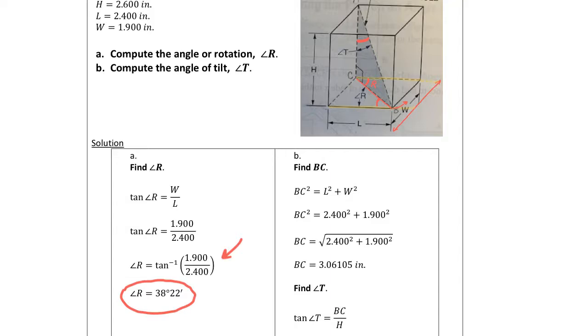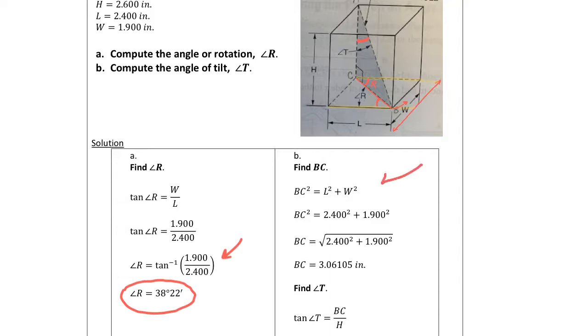Now the angle of tilt T is the angle that is inside the triangle ABC, and so far what we know about this triangle, we know that the side AC is the same as the height and is 2.6. And to be able to find an angle, we need to know two sides. So first we will find the side BC. So these steps are very similar to the ones in the previous unit.